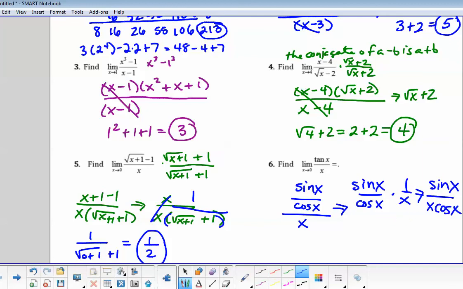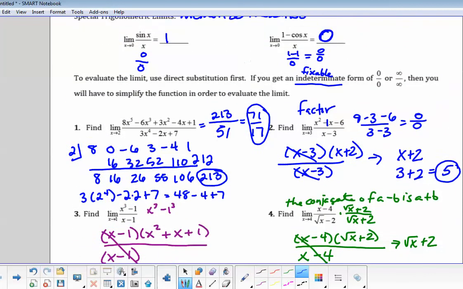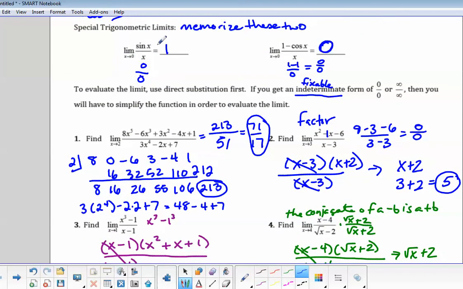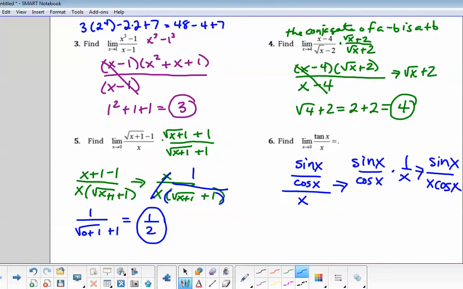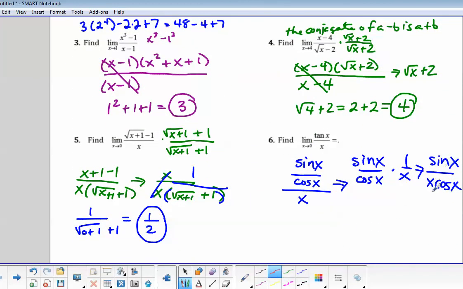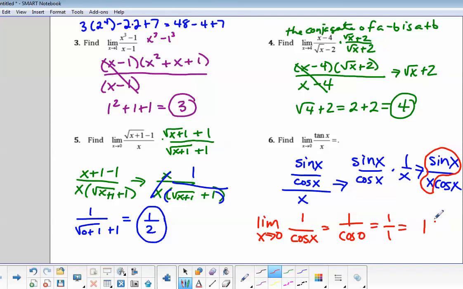All right, now let's look back at the very first example. The limit as x approaches 0 of sine x over x is 1, so I can take that part and substitute in 1. So this is all 1. So it becomes 1 over the cosine x. And I'm doing the limit as x approaches 0, so I would substitute the 0 there, 1 over cosine 0. Cosine of 0 is 1, so 1 over 1 is 1.